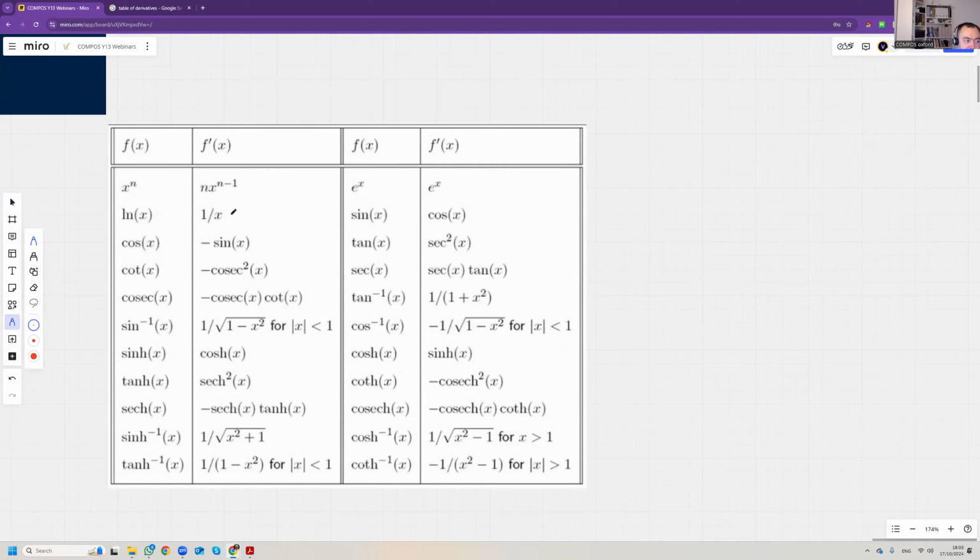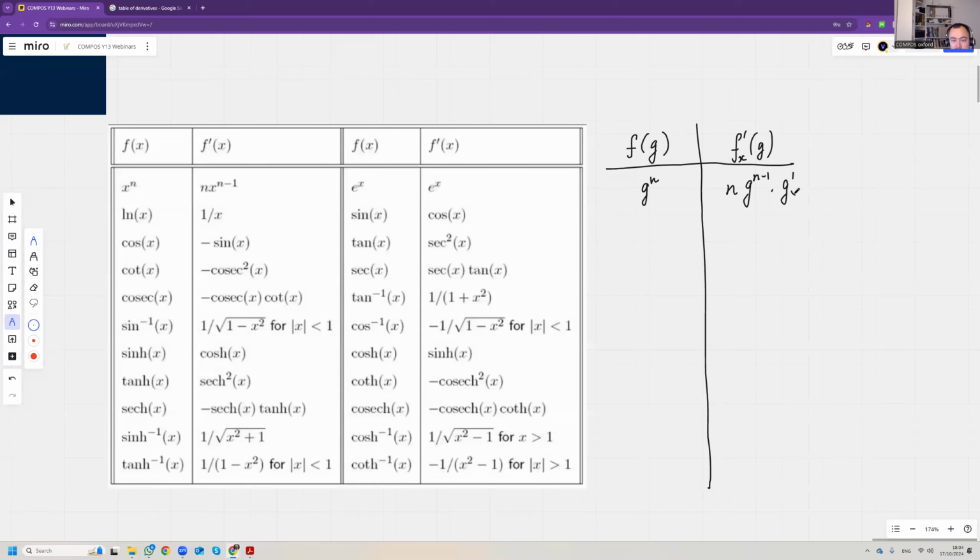So let's look at the first one, for example. Let's say that it's not f, that it's f of g, and we need to find the derivative of f of g, but with respect to x, of course. So instead of x to the power n, we have g to the power n, and this would be n g to the power n minus 1 multiplied by g with respect to x.